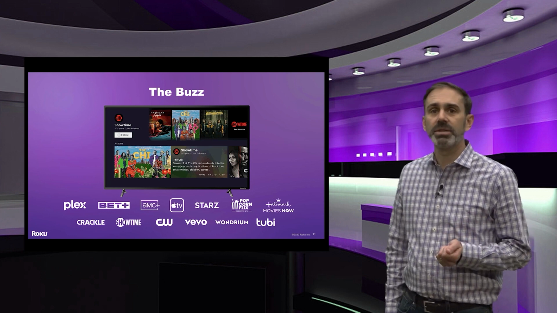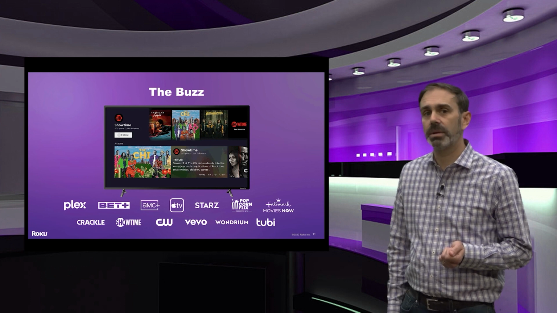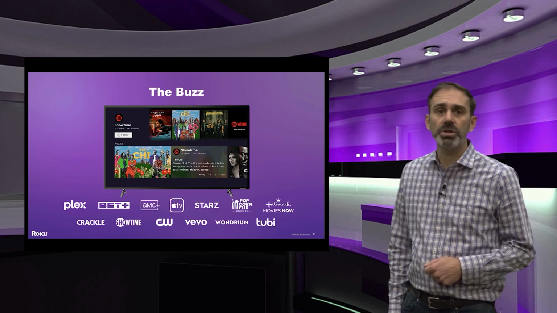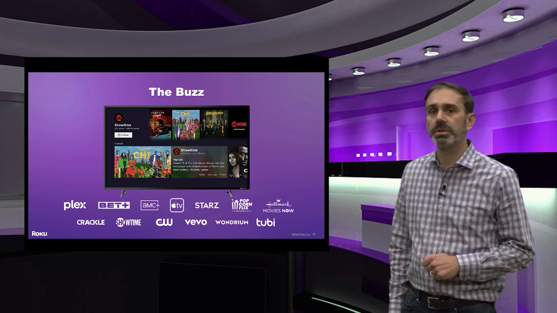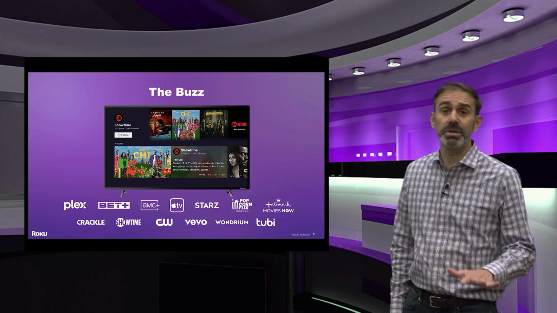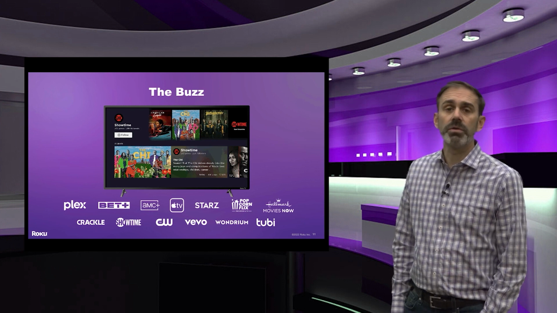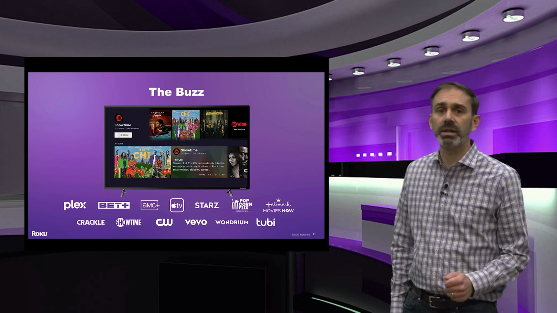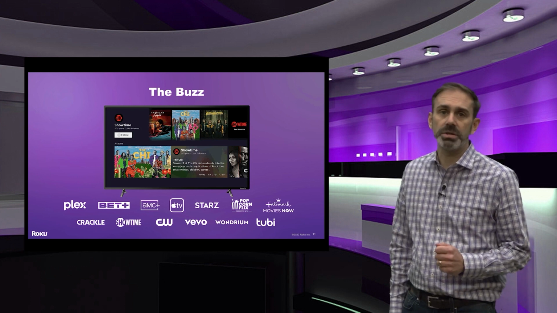The Buzz provides consumers with a one-stop shop to discover, engage, and launch channels or content directly from a post. And we're only just getting started with this new feature. Stay tuned over the coming months, and we'll continue to build out the Buzz with even more content and partners to come.